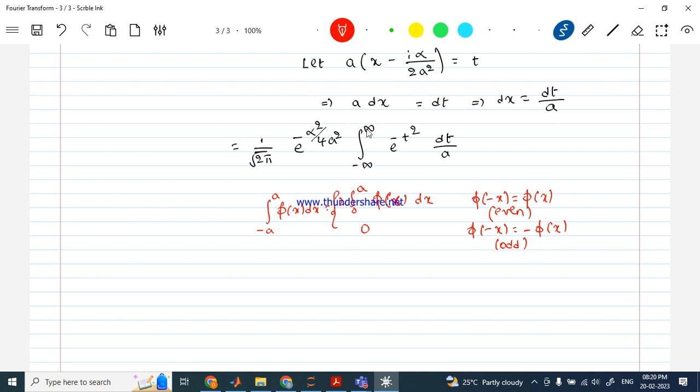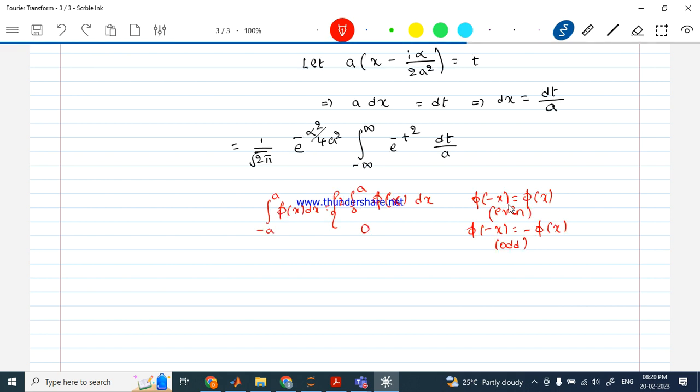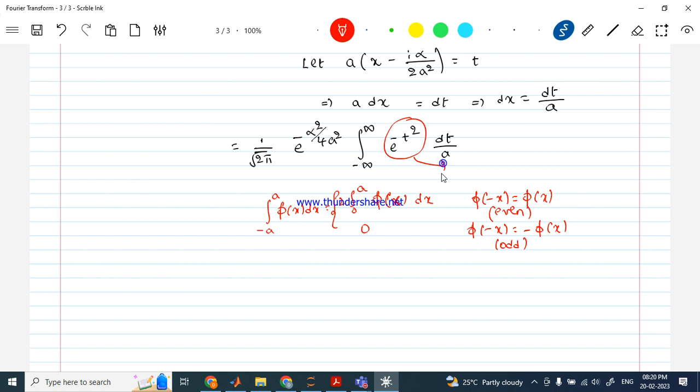So minus a to a phi of x dx is 2 times 0 to a phi of x dx if the function is even. Look at this e power minus t square. If you replace t by minus t in this, there is no change in the function. The function doesn't alter, it remains the same. So it's an even function. This e power minus t square is an even function. The limits are minus infinity and plus infinity. So what happens to this one?